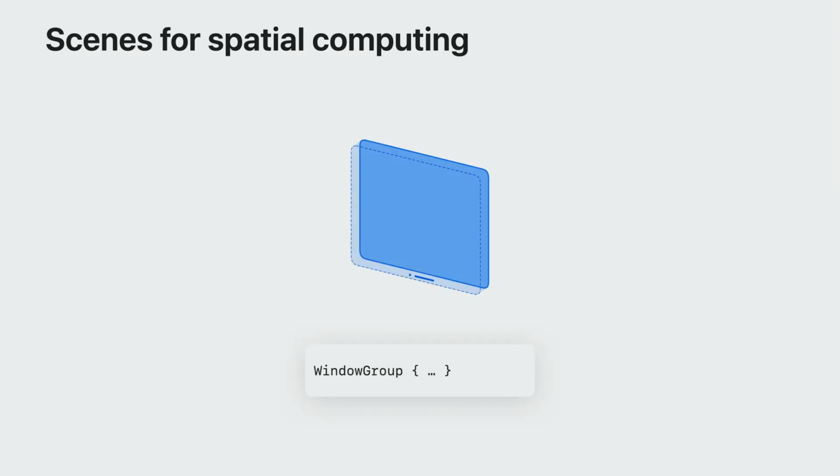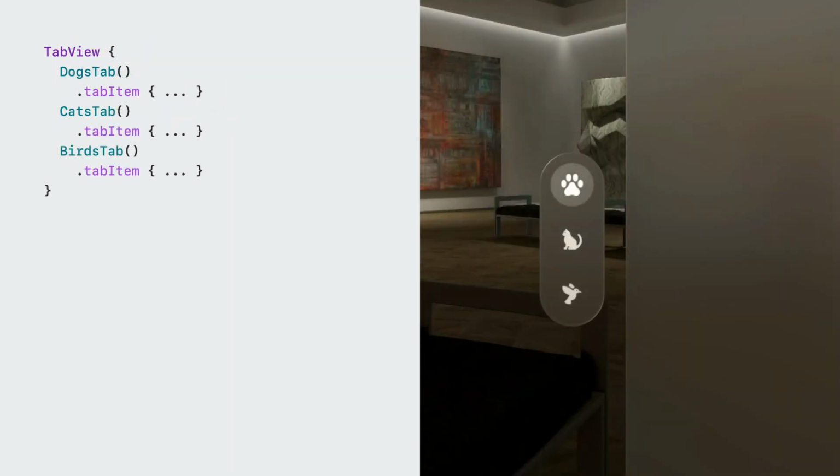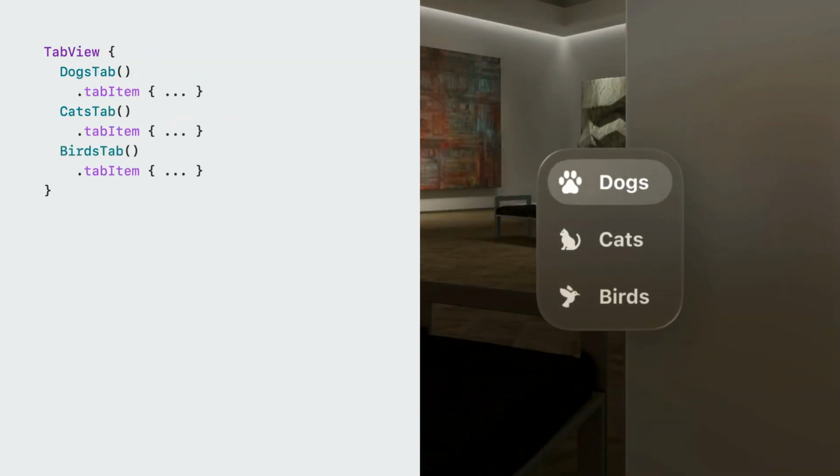On this new platform, construct windows using familiar scene types like Window Group. Window Group scenes render as 2D windows with delightful depth-sensitive 3D controls. Within a window, choose one of the usual SwiftUI containers like Navigation Split View or Tab View. Within these containers, you can use all the usual SwiftUI controls, just like on the other platforms.